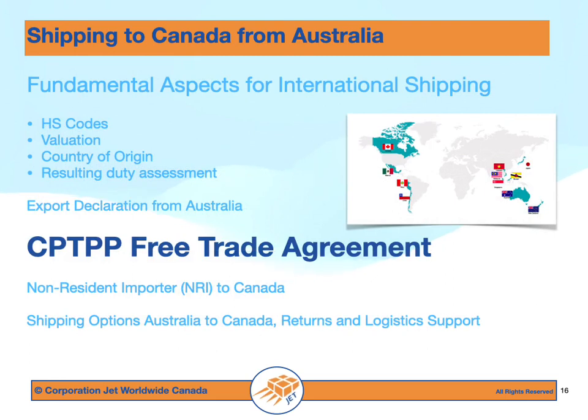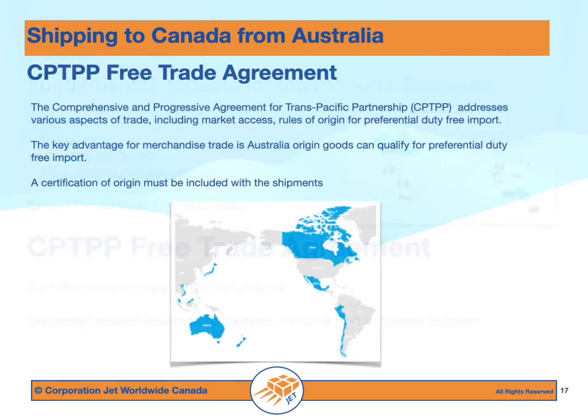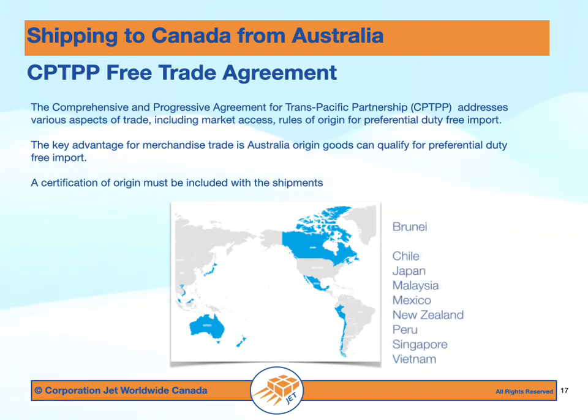The CPTPP Free Trade Agreement. The Comprehensive and Progressive Agreement for Trans-Pacific Partnership, or CPTPP, is a free trade agreement between 11 countries, including Canada and Australia. It covers all aspects of trade in both goods and services. The key advantages for merchandise or goods is that Australian origin goods can qualify for preferential duty-free import to Canada. Be sure to include a certification of origin if you're requesting duty-free import via this agreement.